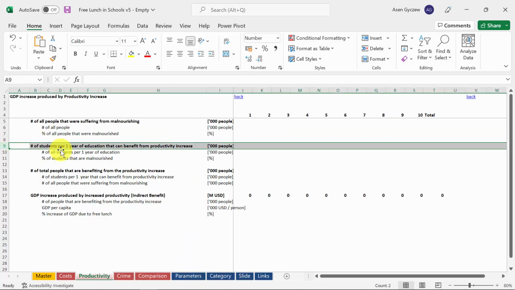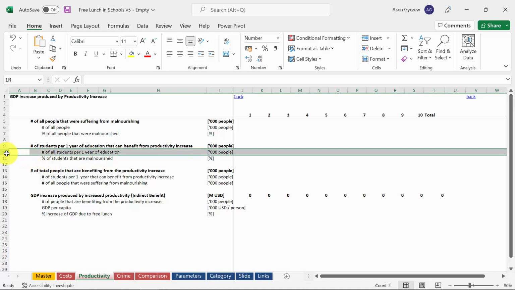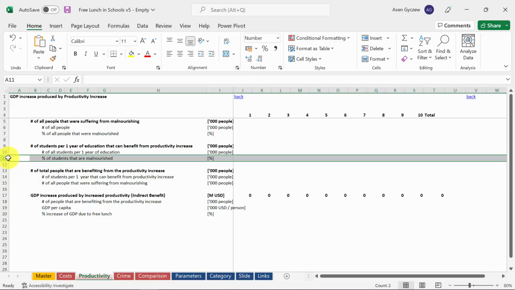Afterwards, in row 9, we estimate the number of students per 1 year that will benefit from the productivity increase. This will depend on two things: the number of students per 1 year of education and the percentage that are malnourished, because those, we hope, will be the ones to experience higher productivity. Now, it is important to mention that the benefit will be cumulative, and every year it will increase by the number of students that join the workforce. Therefore, in row 13, we try to estimate that.